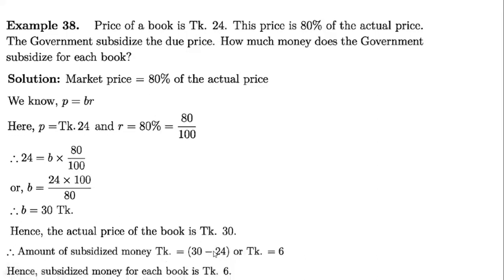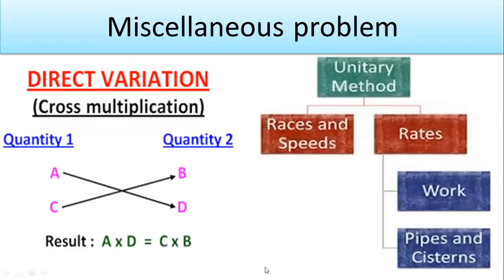So what about the subsidy? Just subtract 30 minus 24, then 6. So our government subsidy for each book was 6 taka. Okay, thank you. Now there are some miscellaneous problems for you.